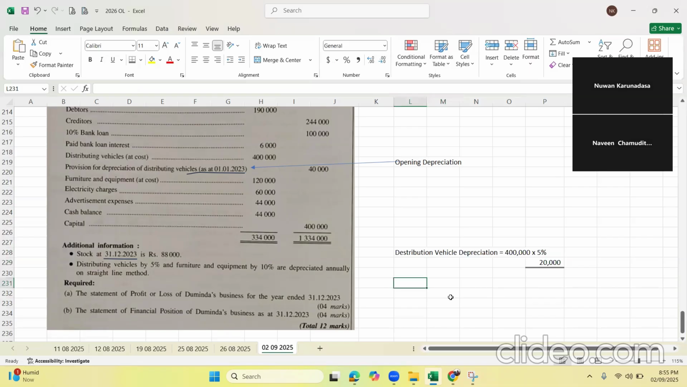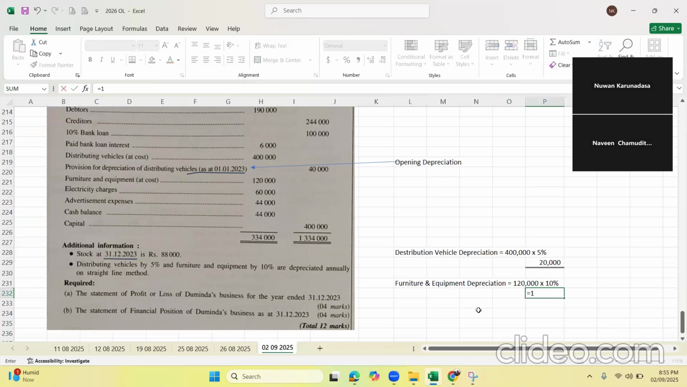Then they're asking you to calculate one more: furniture and equipment depreciation. Here they have given the furniture cost 120,000. 120,000 into 10% equals 12,000. See, so easy, the way you calculate the depreciation.